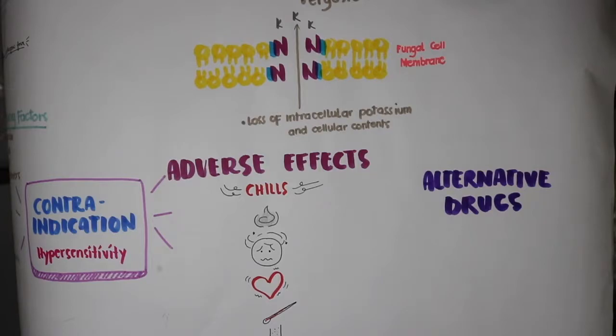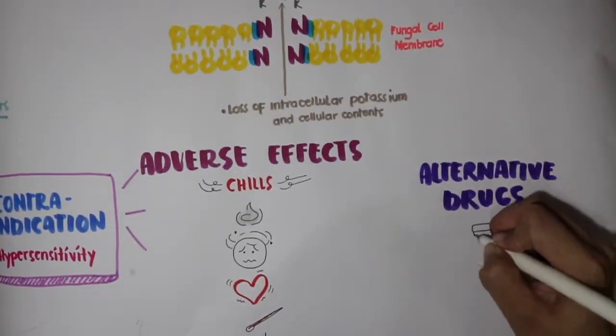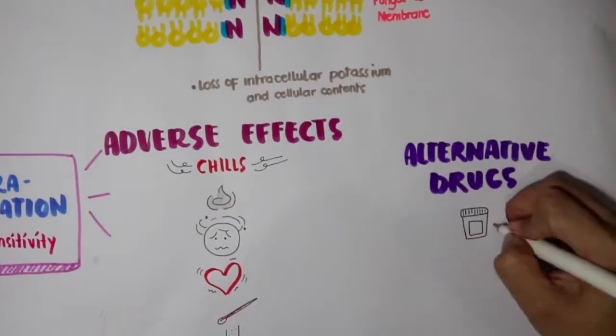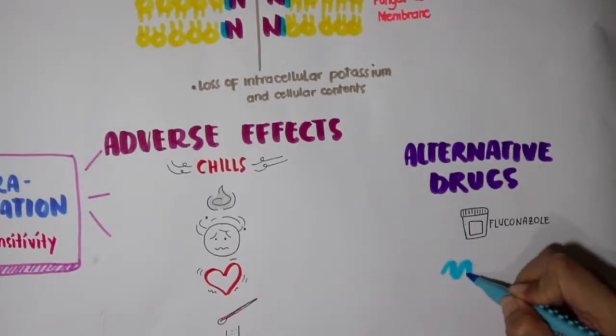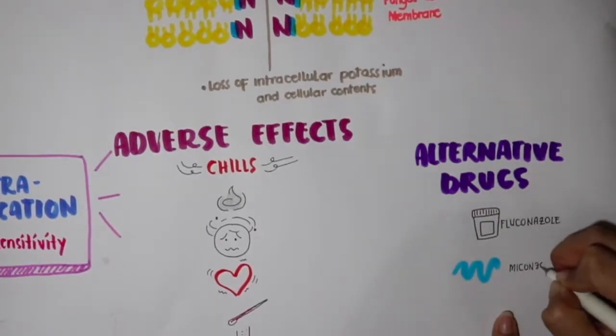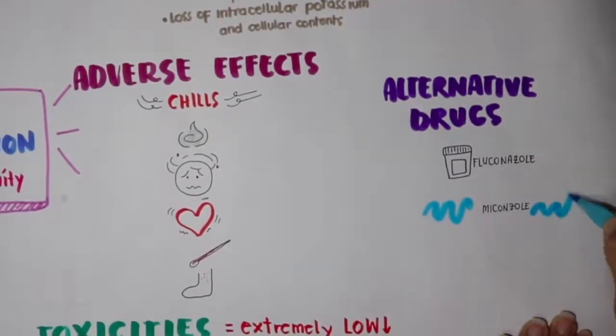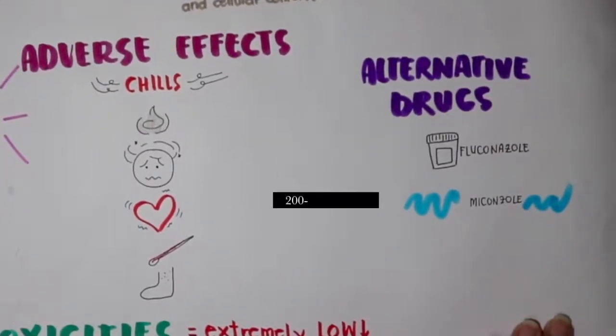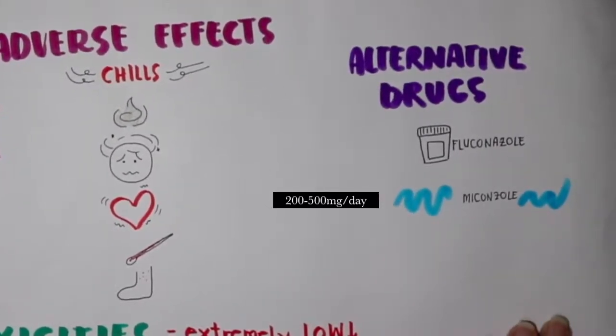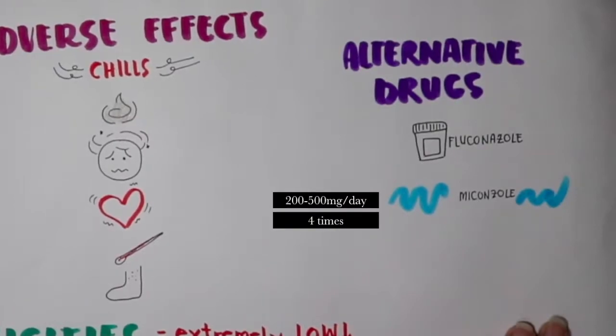Alternative drugs. Alternative drugs for oral candidiasis are fluconazole oral suspension, administered in a dosage of 10 mg per ml for 7 or 14 days. Another is miconazole in gel form, applied directly on the affected area at doses of 200 to 500 mg per day, divided into 4 times.